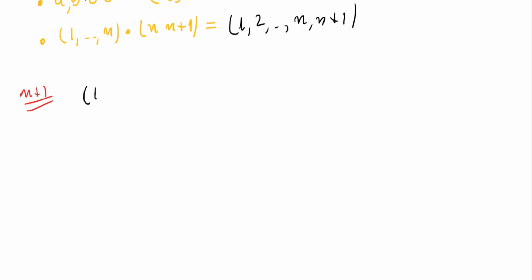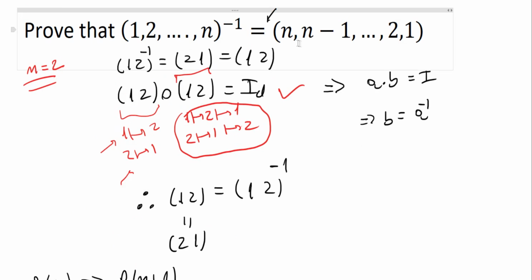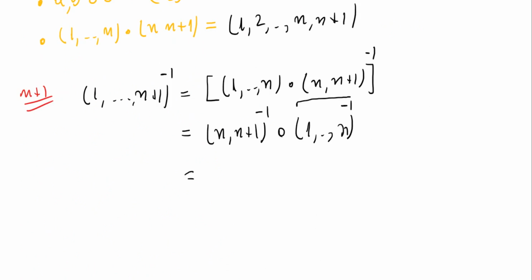We begin by writing the inverse element of the n+1 cycle. But by the second property, we can change and write it as the inverse of the product of (1 2 ... n) and (n n+1). But by the first property, we know this is (n n+1) inverse times the inverse of (1 2 ... n). Now, by the induction hypothesis, we know this form, (n n-1 ... 2 1). So we write that in this form, (n n-1 ... 2 1).